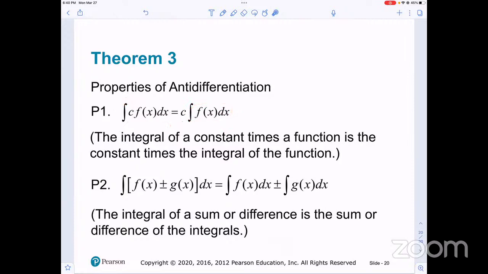That was a mouthful. The integral of a sum or difference is the sum or difference of the integrals, right? So if you take the integral of a sum, you can break it apart into 2 separate integrals. And an analogous result is true for a difference, for a subtraction, right? Okay. Let's keep going.